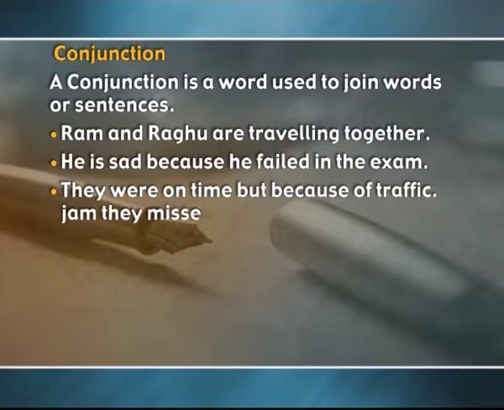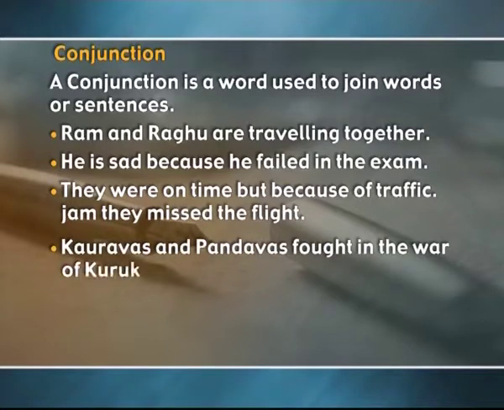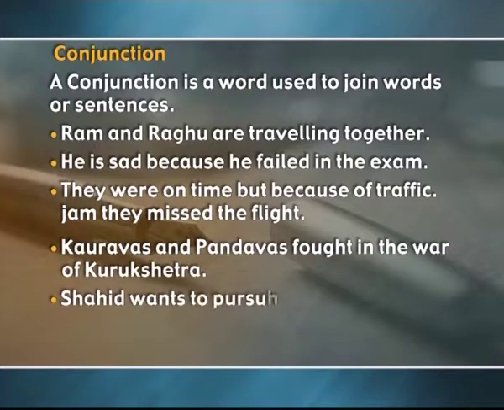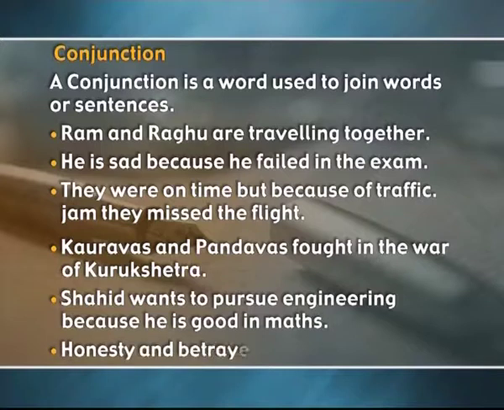They were on time, but because of a traffic jam, they missed the flight. Kauravs and Pandavas fought in the war of Kurukshetra. Shahid wants to pursue engineering because he is good in maths. Honesty and betrayal cannot exist together. In the first sentence, two names, Ram and Raghu, have been joined by the word and. It can also help to join two phrases or clauses by using words like and, because, etc.